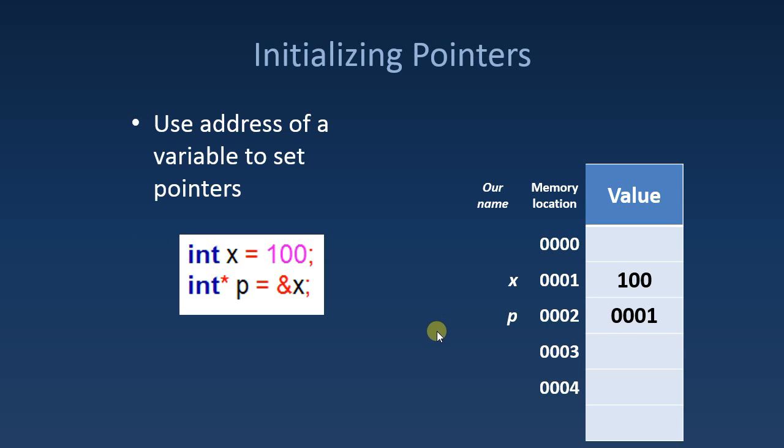We can use this to set a pointer to store the address of a particular variable. So x is here, it's got a value of 100, we get the address of x, which will be 1, and store that in p, which makes sense because p is a pointer to an integer. It wants to store the address 0001 of this other variable where we can find an integer.